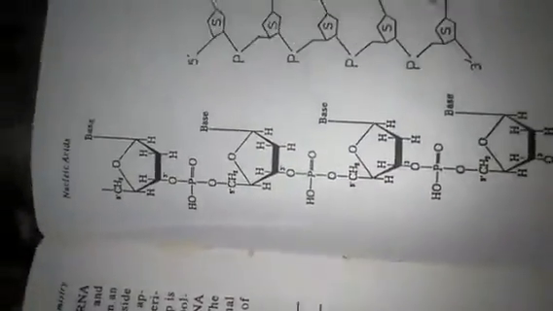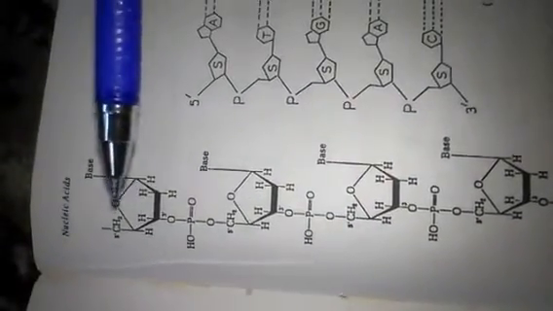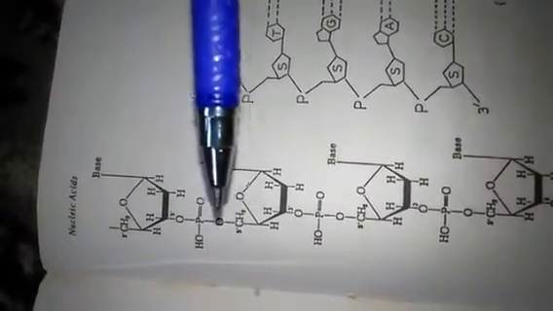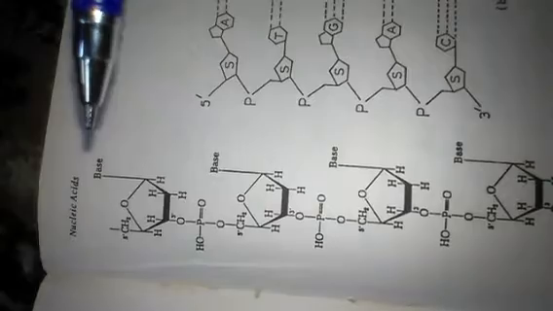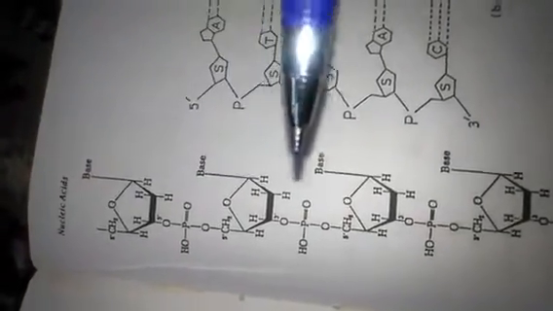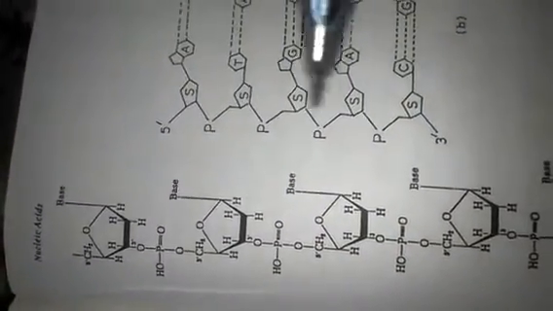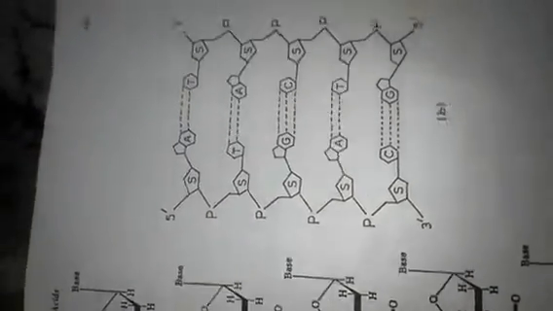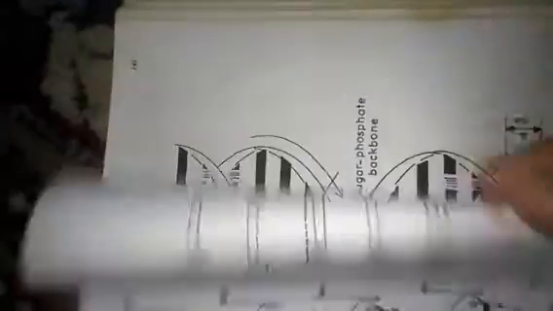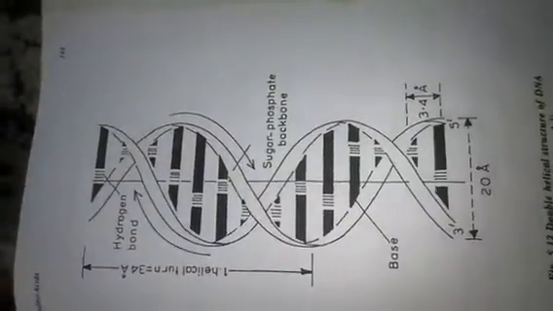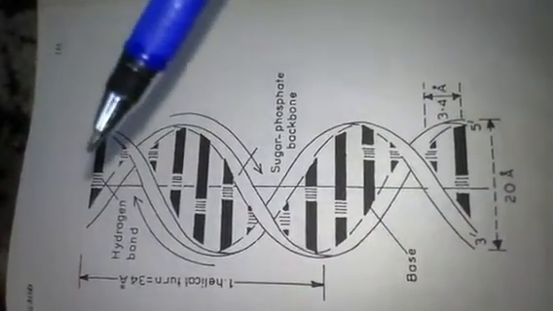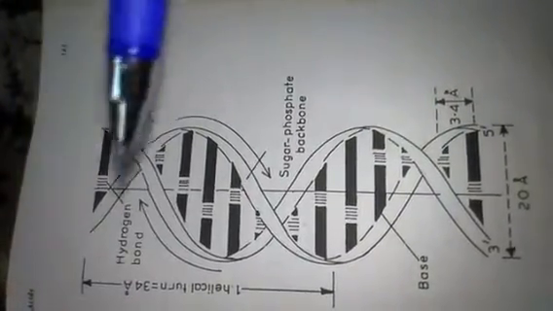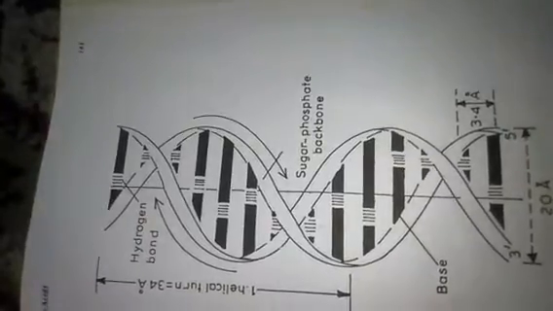You can also have a look here. This is the deoxyribose sugar, phosphate, adenine, and this moves in this direction in one strand, and it will move in the opposite direction in the other strand. Have a look here. Here also. Once again, these are two separately coiled polynucleotide chains.